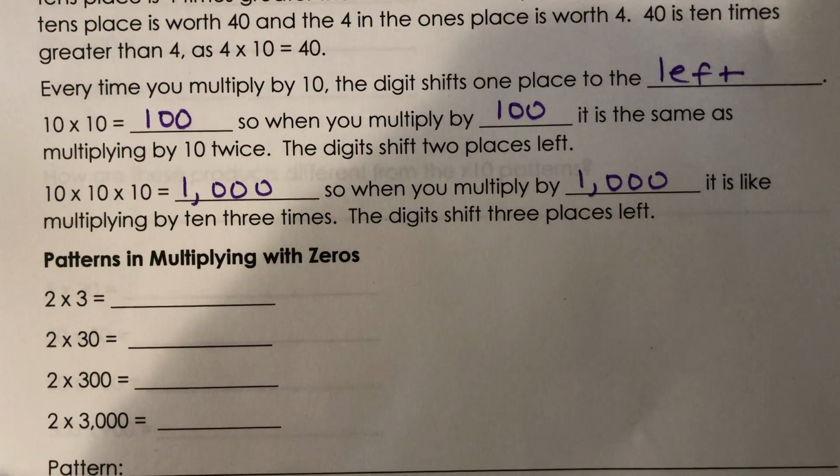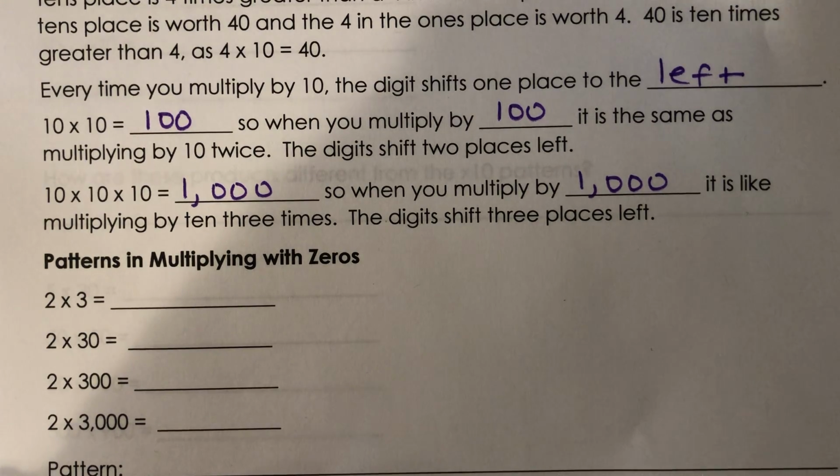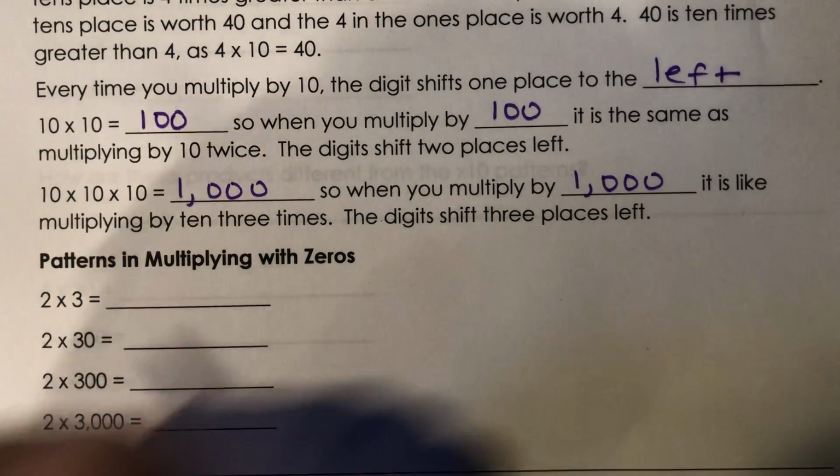So big picture here, I want you to understand that multiplying a value by 10 shifts the digit one place to the left.